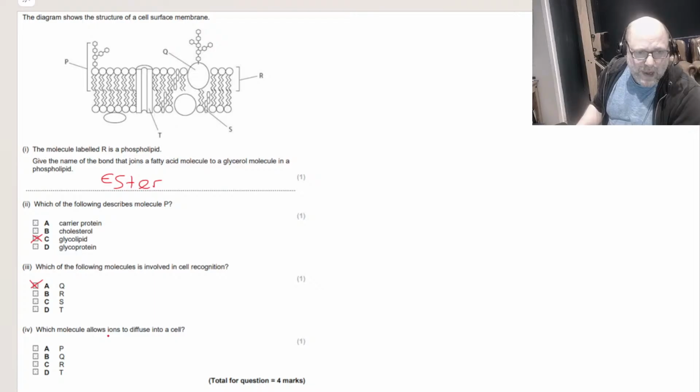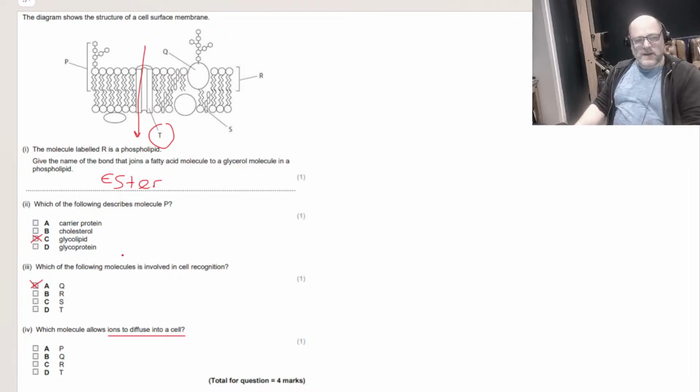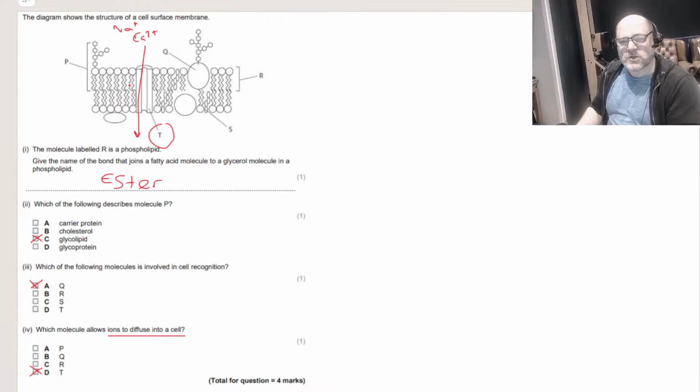Which molecule allows ions to diffuse into a cell? Of course, that is going to be facilitated diffusion, and that is going to be D, that one there. Ions are charged, so things like calcium or sodium, they're not allowed to go through here because they're not soluble in the hydrophobic tails, so they can't cross the bilayer.